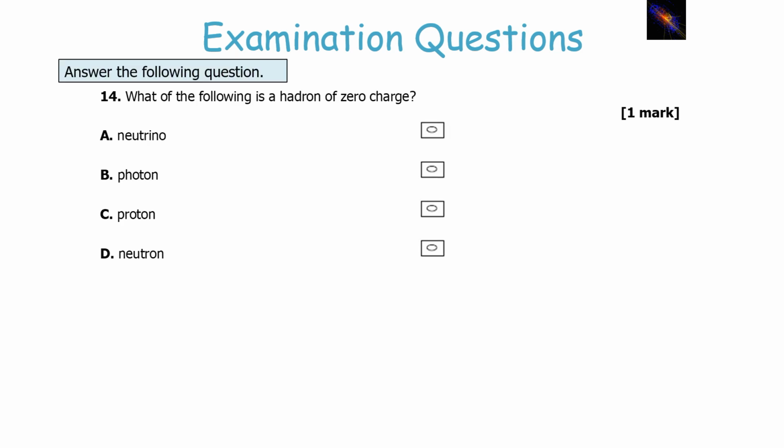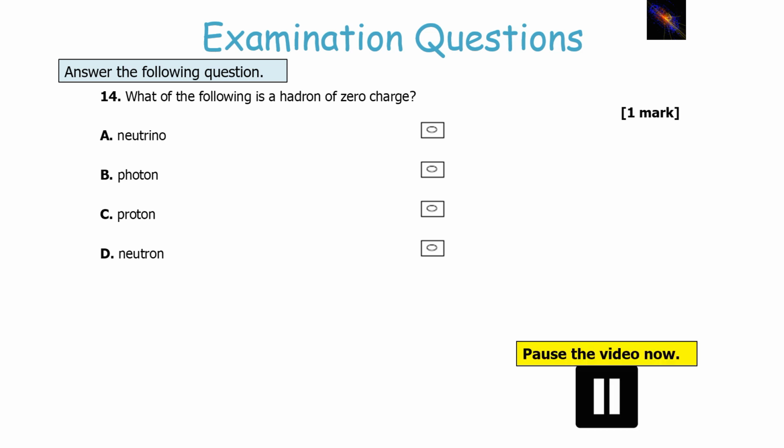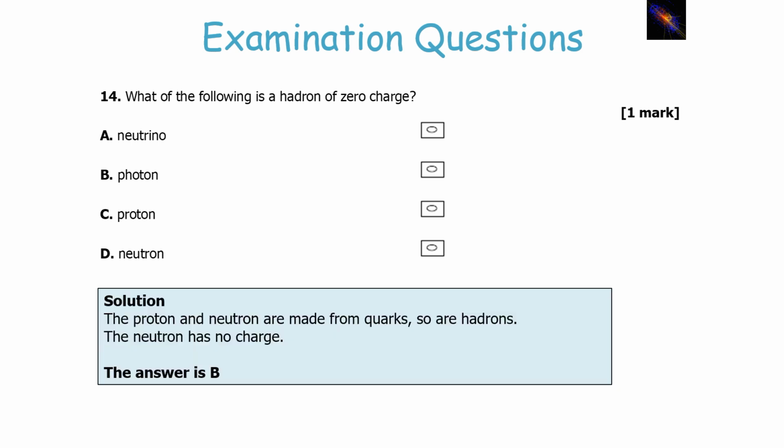Next one, which of the following is a hadron of zero charge? So pause the video now, then unpause the video when you want to go through your answer. Right, so again, you've got to be aware of which one's a hadron. So firstly, the proton and the neutron are made from quarks, so they can be hadrons. The photon and the neutrino are not made from quarks, so cannot be hadrons. Now, out of the two of them, the neutron has no charge, so our answer is B.